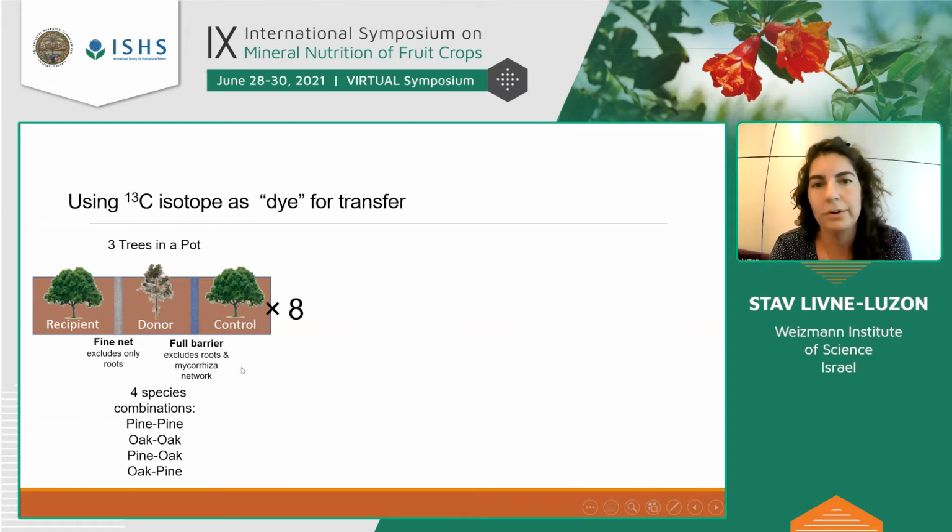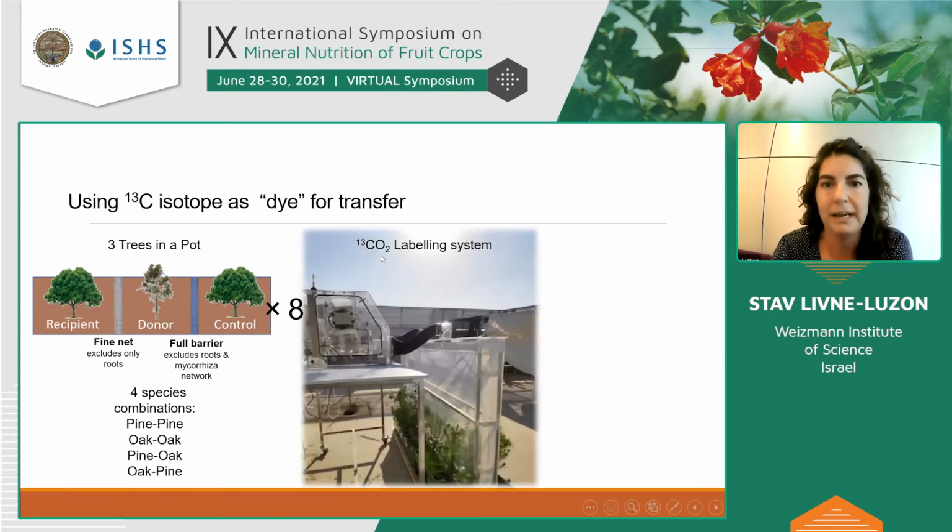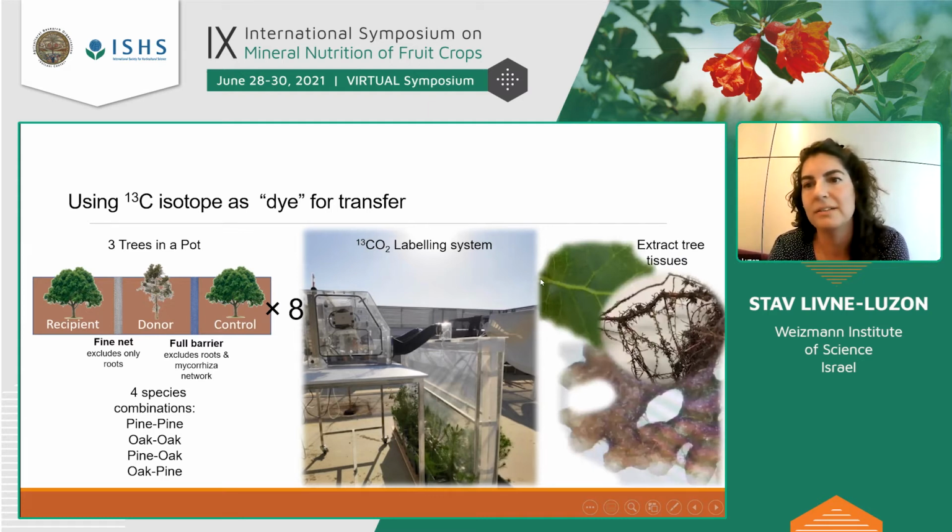We labeled the donor tree using C13. In nature, we have 2 stable isotopes of carbon, C12 and C13. Most of the atmosphere is filled with C12. So what we actually do is label the plant with C13 carbon dioxide, and then we look for a change in the isotopic signature of the neighboring plants and within the tree compartments. So we extract tree tissues, and then we look for a change in the C13.